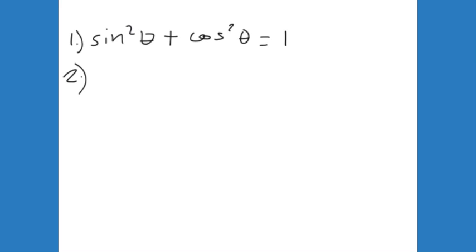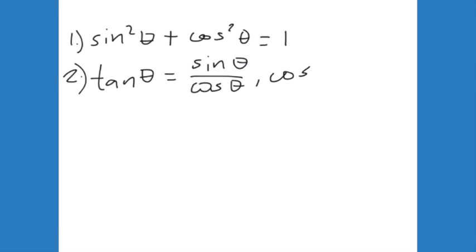The 5 fundamental identities. First, sine squared theta plus cosine squared theta is equal to 1, and it is derived from the Pythagorean relation. Second, tangent theta is equal to sine theta over cosine theta, where cosine theta is not equal to 0.